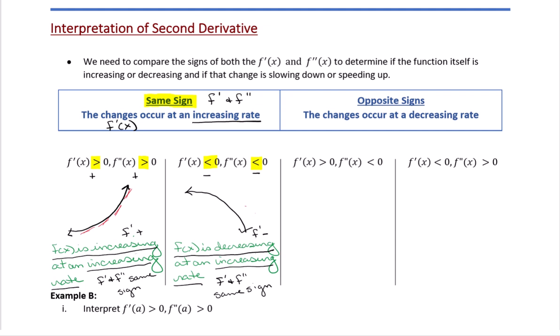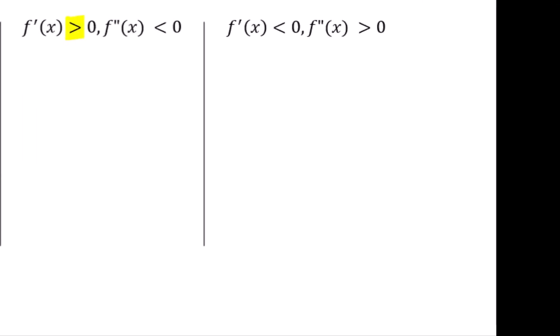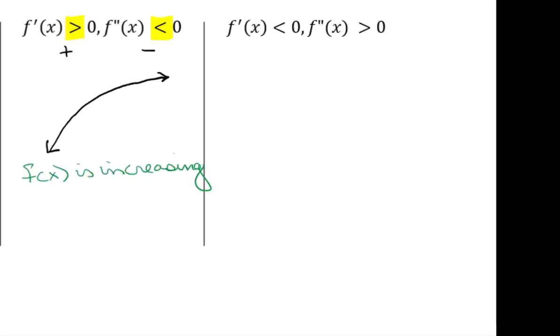Now let's look at what happens when your first and second derivative have opposite signs. That means that the changes will occur at a decreasing rate. So suppose that your first derivative is positive, greater than 0, but your second derivative is negative, or less than 0. Since f prime is positive, that means it's increasing, but as it increases, that increase starts to slow down. So we can say that f of x is increasing at a decreasing rate.